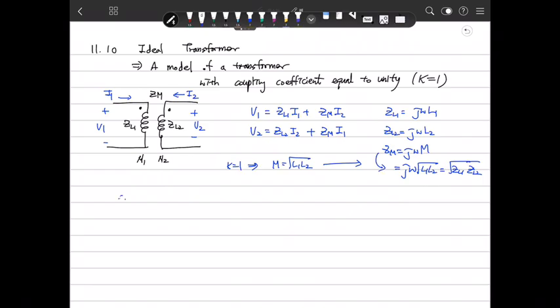Therefore, we can apply this in here. V1 is jωL1 I1 plus root of jωL1 jωL2 times I2. In the same way, V2 is jωL2 I2 plus root of jωL1 jωL2 times I1.